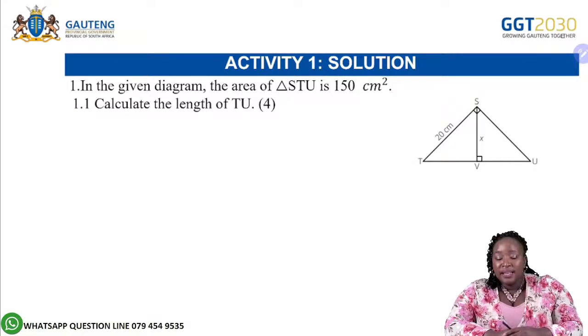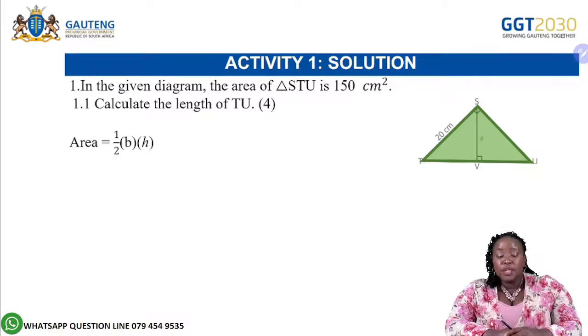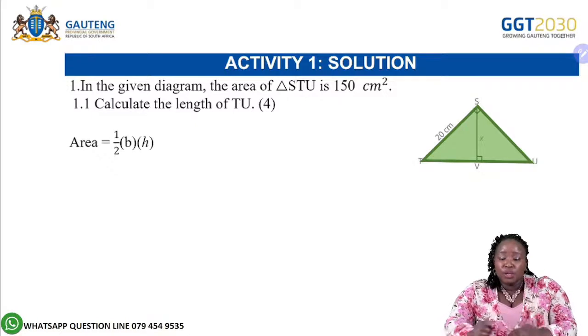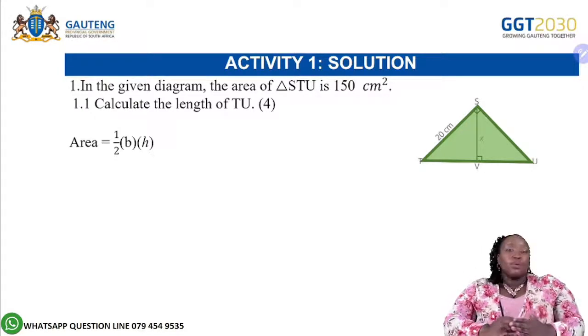Now, to calculate the length of TU, the first thing you actually need to do is to find the side SU. Okay, that would be the first thing you would want to do. So to find the side SU, we are going to use the given area and substitute it into the formula of half base times height, and our base is going to be 20 centimeters. Remember, the base and the height are perpendicular to each other, so we are using the two sides ST and SU because there's a right angle right there by S, so we are using the two sides that are perpendicular to each other.